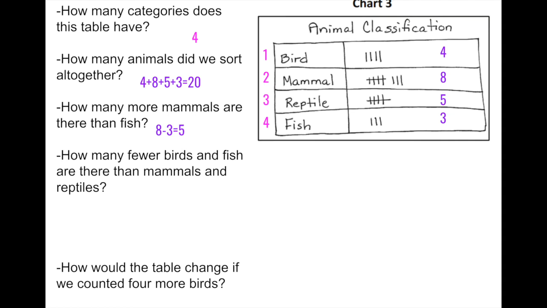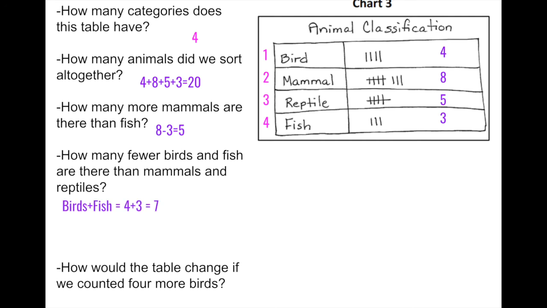Then for our last question, it says, how many fewer birds and fish are there than mammals and reptiles? This is kind of tricky because it wants us to first add up how many birds and fish we have all together, and add up how many mammals and reptiles we have all together, and then compare those two numbers with subtraction.